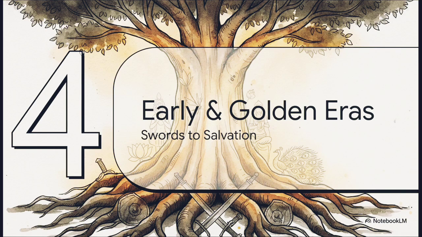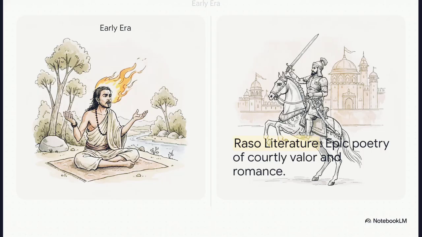Section 4. Early and Golden Eras, from Swords to Salvation. Think of Hindi literature as that massive tree we talked about earlier. The Adi Kal, or early era, forms those deep, deep roots. And it was a time of intense contrasts. On one side, you had this mystical, rebellious Siddha poetry written by commoners like Sadahapa, who were directly attacking societal hypocrisy and the caste system.